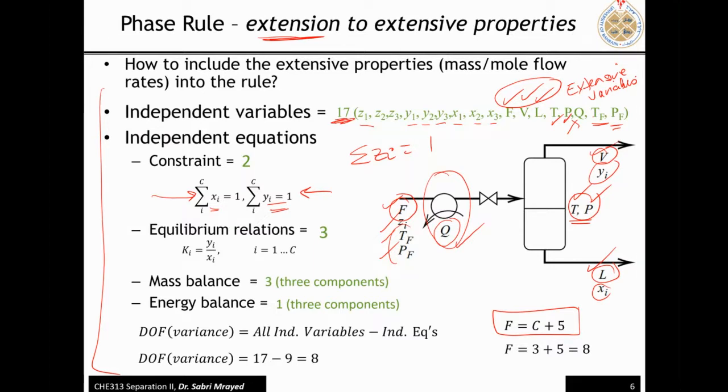You can prove that by writing the overall material balance equation and the material balance equation for each component. You can prove that this summation zi is equal to 1 can be generated using these two equations plus the material balance equation. Okay, since this is the case, we cannot include it. Yes, it is equal to 1, but it is going to be taken into account by the other two constraints, so you don't have to worry about it.